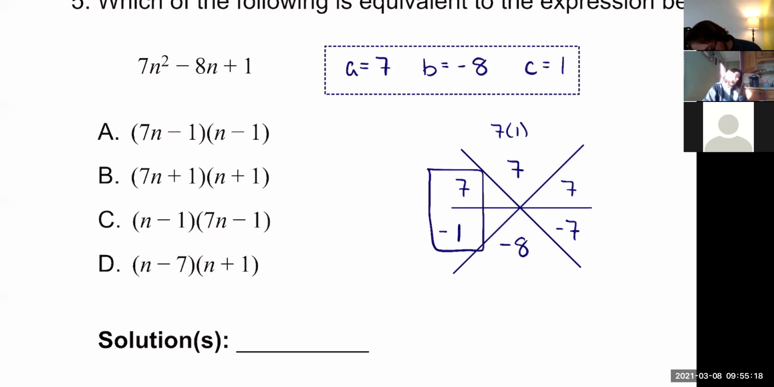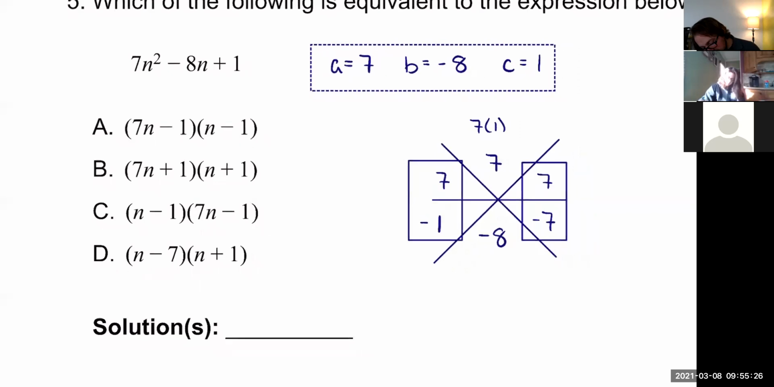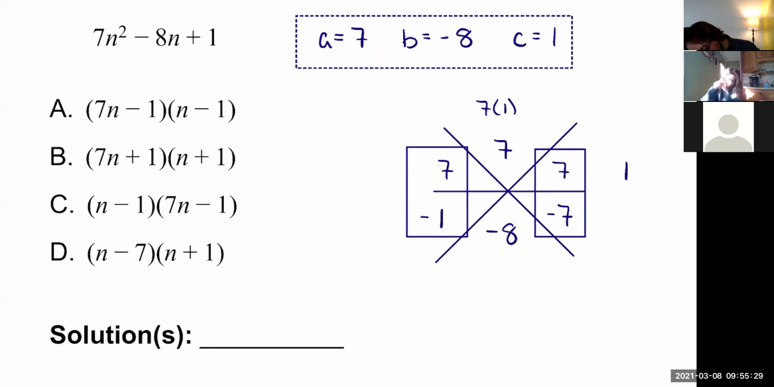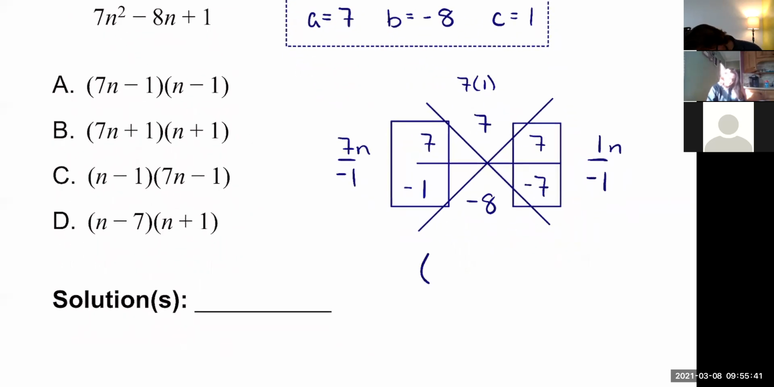Do either of these simplify? Well, technically, you can take 7 from 7. So that would make that 1 over -1. 7 over -1 stays put though. Bring back our variable, which this time is the letter n. And it looks like we get the binomial 7n minus 1 times another binomial 1n minus 1.